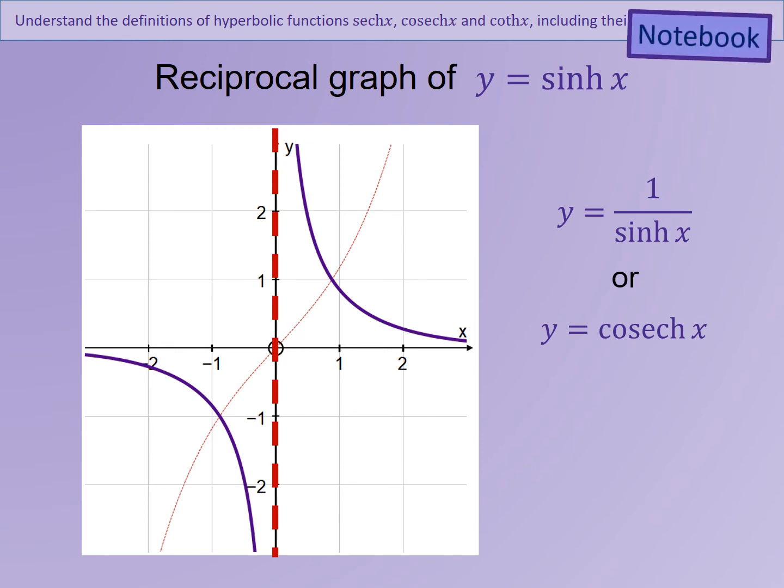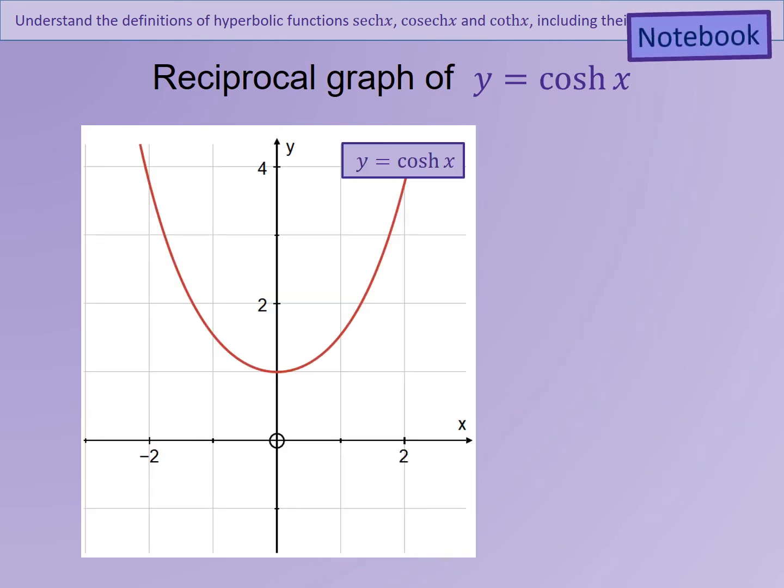Okay, what's the range and domain of the cosech graph? Well, you can put in any value except 0. What about the range of that function? Exactly the same. Any real value can come out except for 0.